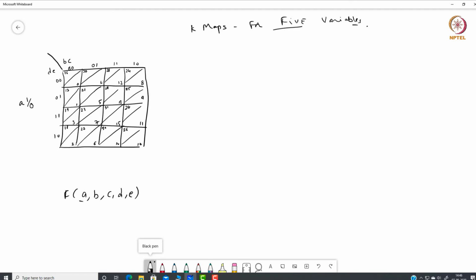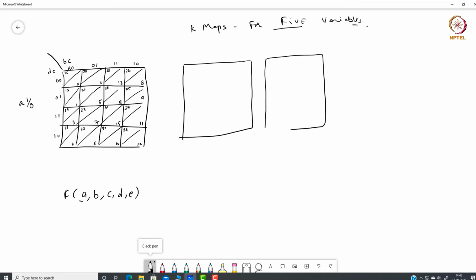The other alternative could be that we can also design two 4 variable K-maps, one with A equal to 0, another with A equal to 1, and then we can say B, C, D, E on this side, B, C, D, E on this side, and then again divide them into 16 cells.